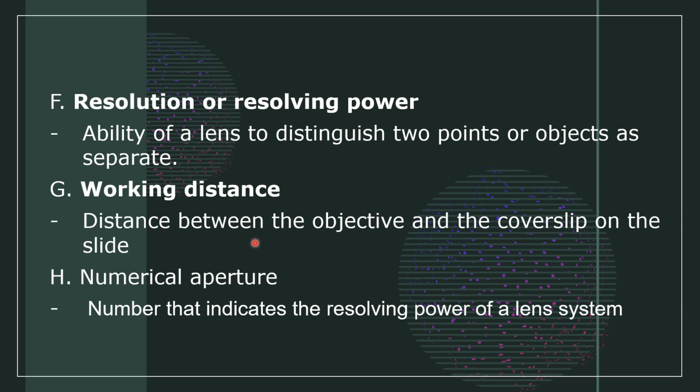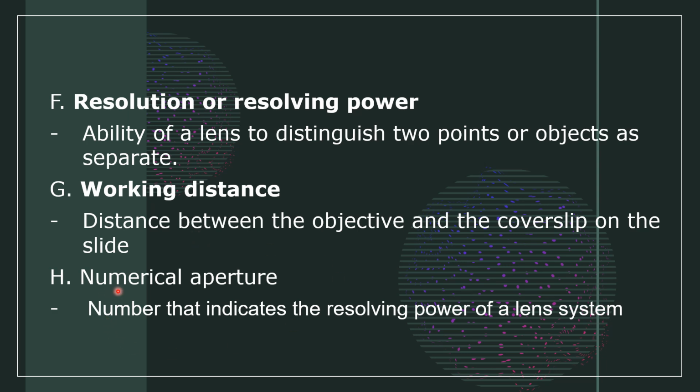And then your working distance, that is the distance between the objective and the cover slip on the slide. The distance between the tip of your objective lens and the cover slip of your slide. Accordingly, your working distance decreases as the magnification of the objective increases.